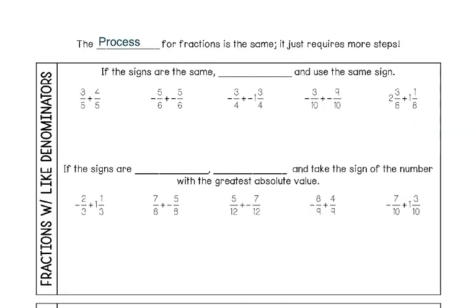So decimals are one type of rational number. Fractions are the other. So the process for fractions is the same. It just requires a couple more steps. So we're going to start with like denominators. We're going to add fractions with like denominators first. If the signs are the same, add and use the same sign. You should start noticing a pattern here. This is just the same rule that you're going to keep following no matter what.